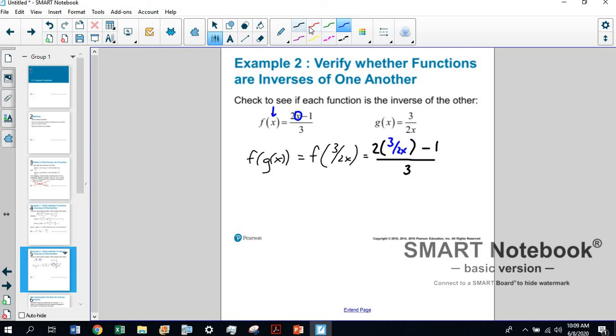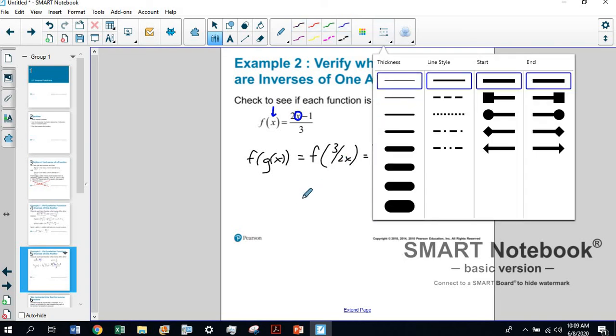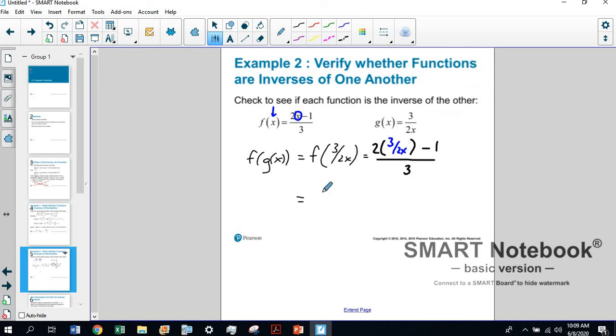Okay, so let's simplify this a little bit. The 2 divides that 2, and you're left with 3 over x minus 1 over 3. All right, let's multiply the top and the bottom by x and distribute this x to cancel out the denominator here, or to eliminate the denominator. You get 3 minus x over 3x, and that really can't be broken down.